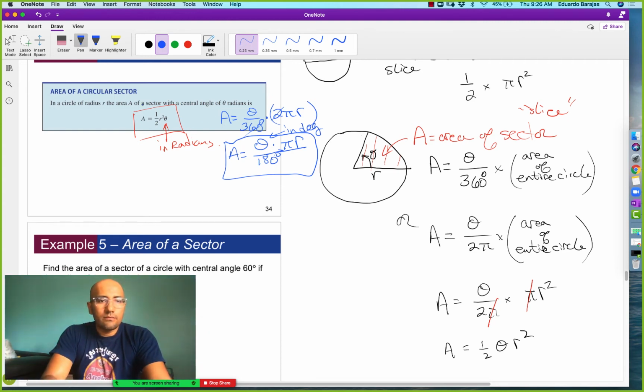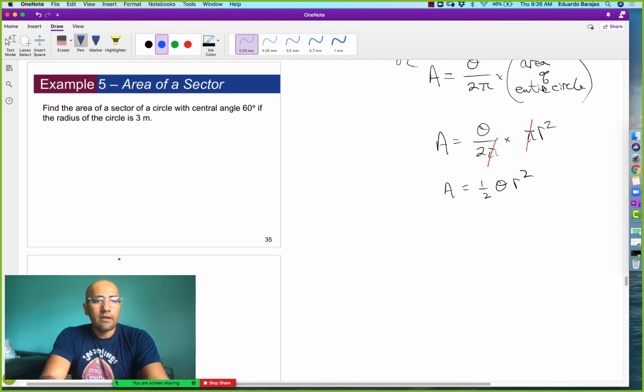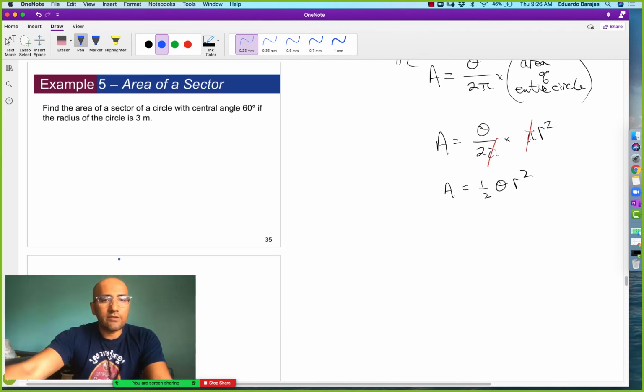No? Okay, so that's the formula for the area of a sector, a slice of pizza, the area of the slice. And it's the same concept as before. It's a proportion of the entire thing. Before we were looking at the proportion of the entire circumference. Here it's the proportion of an area. Okay, so find the area of a sector of a circle with central angle 60 degrees if the radius of the circle is 3 meters.